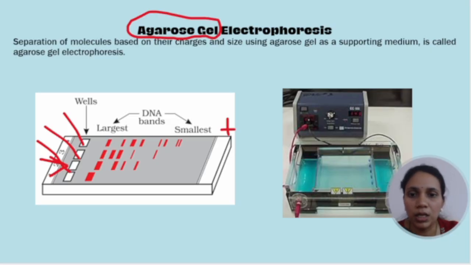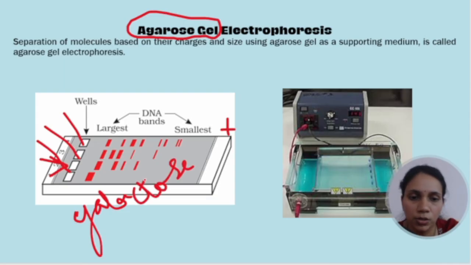That's what you eat. So it contains pores, and through these pores, your DNA is going to sieve through or move through. It is normally obtained from a red algae. Chemically, your agarose is a linear polymer which is made up of D-galactose and L-galactose. So it's a polymer made up of dextro and levo galactose. This you have to mention in your answers.